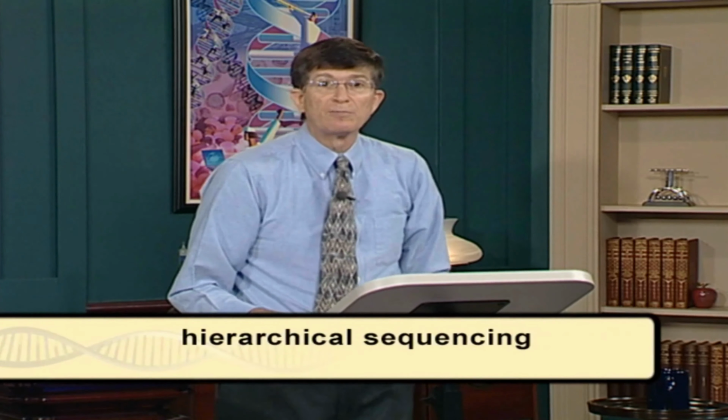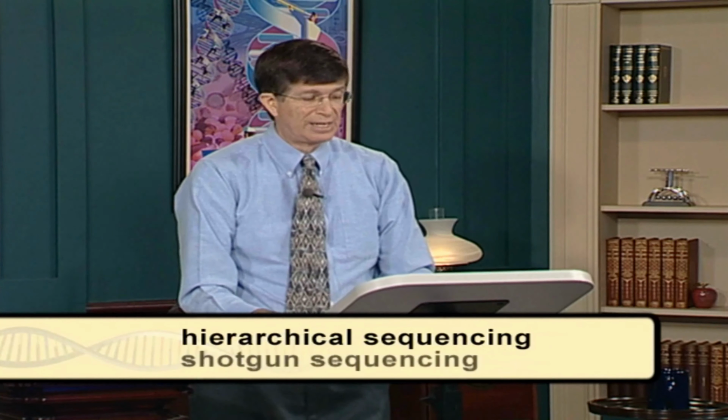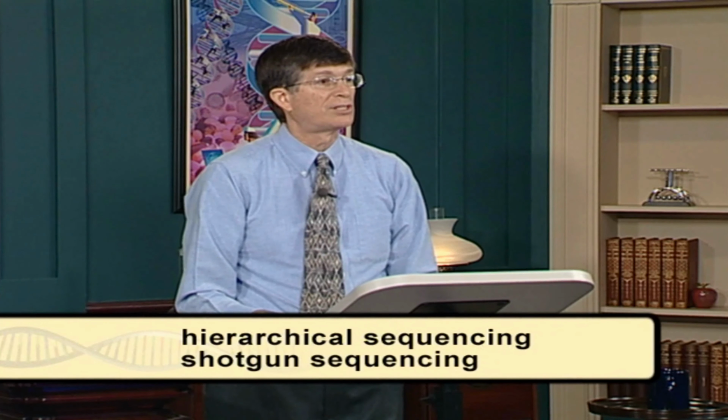The first method was called hierarchical sequencing, and the second method was called shotgun sequencing. The hierarchical sequencing was done by the government-sponsored Human Genome Project. This was not only sponsored by the US government, it was sponsored by a consortium of governments from around the world. Thousands of scientists worked on this effort. It was led by a physician scientist, Francis Collins, and still is led by him.